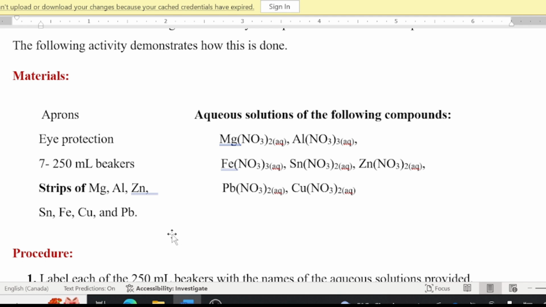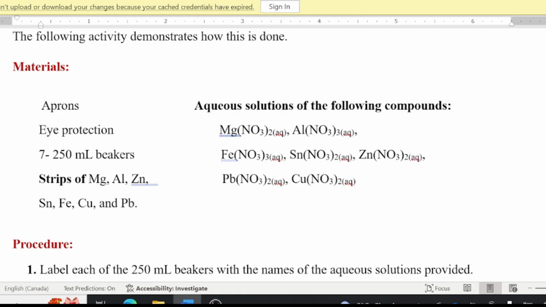For material A, you use eye protection and aprons, you have all these strips, and we get salt solutions of all of these. So you get a salt solution of magnesium in the form of magnesium nitrate, aluminum nitrate, iron 3 nitrate, tin 2 nitrate, zinc nitrate, lead 2 nitrate, and copper 2 nitrate. You make solutions of these.